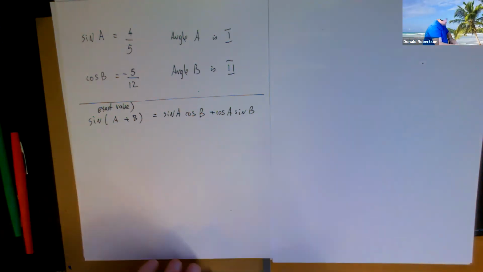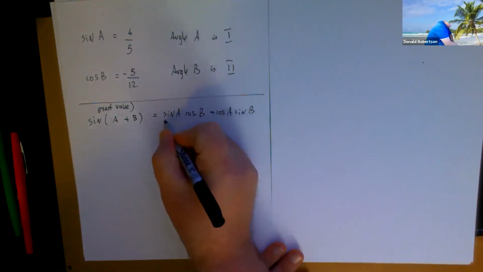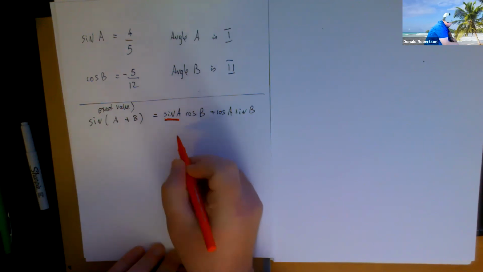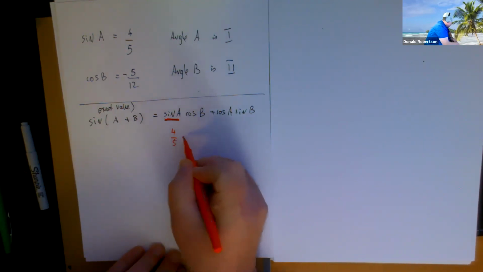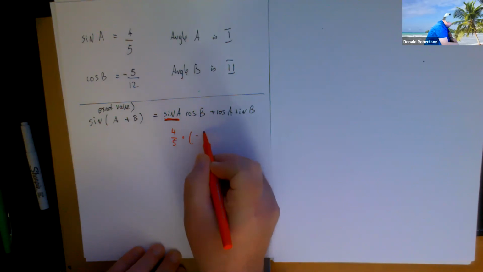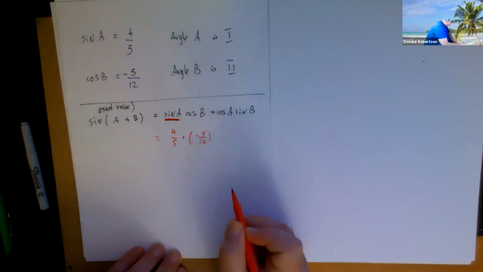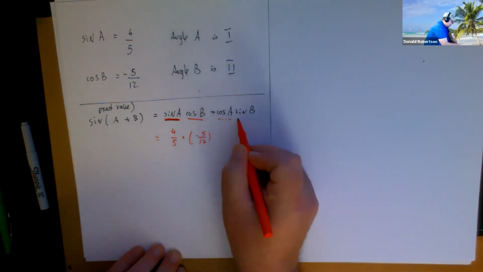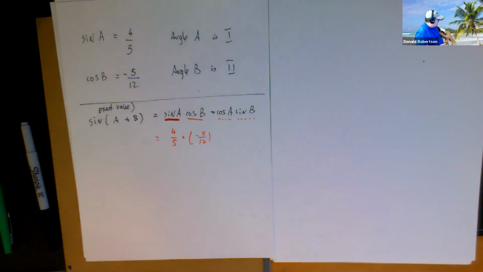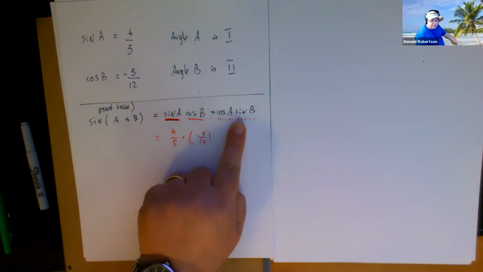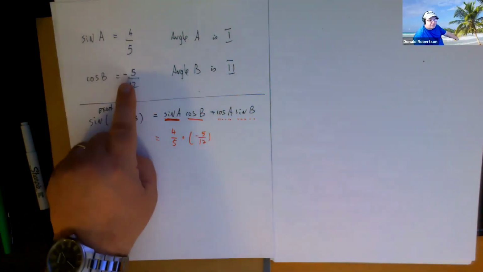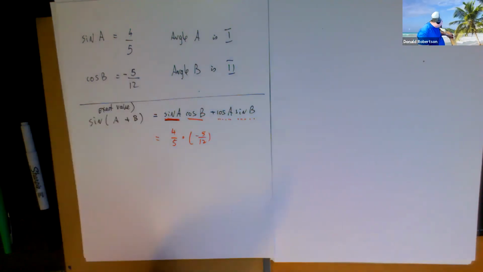Now, I know this guy. Let's put it in red. I know this guy. This guy is 4/5. Cosine of B. I know this guy. He's negative 5/12. Do I know the cosine of A yet? Nope. Do I know the sine of B yet? Not yet. Those two we have to figure out. And we're going to figure it out by using this information here to find out what the cosine of A is, and using this information here to find out what the sine of B is.